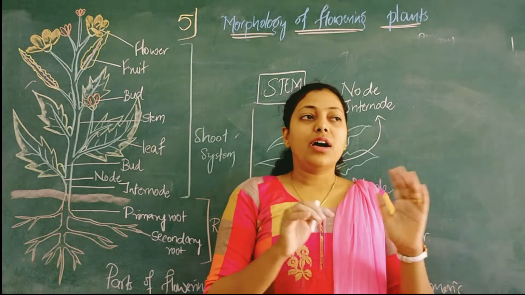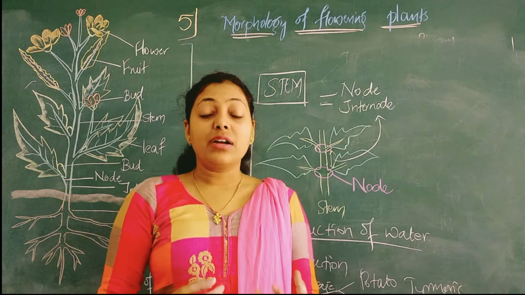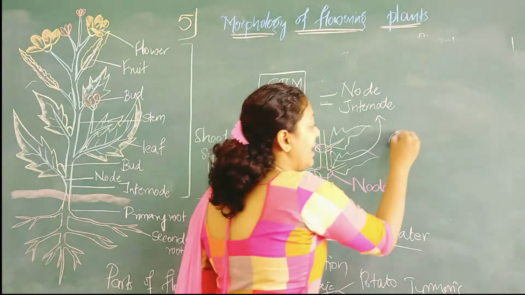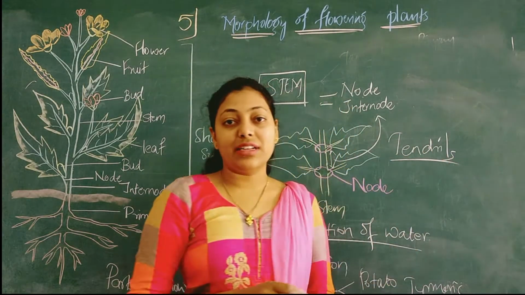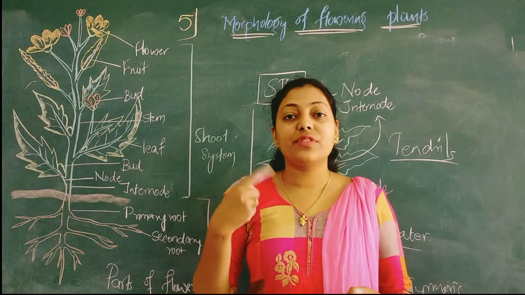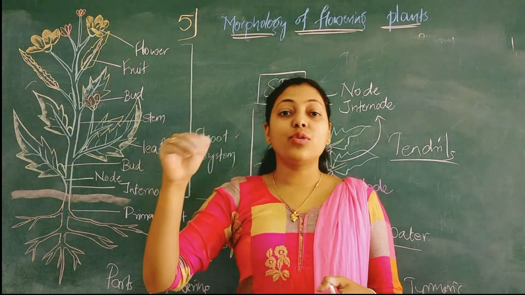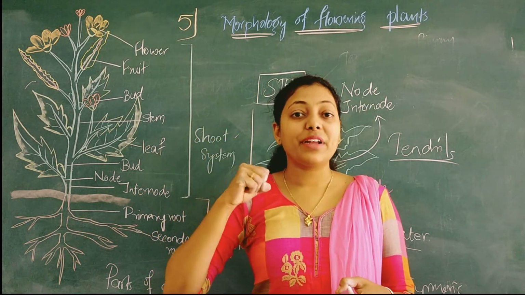Now apart from this, you also see certain different kinds of function in stem. Apart from conduction, what did we see? We saw storage. Another thing we talk about is tendrils, the circular part of the stem. Those help in climbing upwards so that the entire plant will get protection.